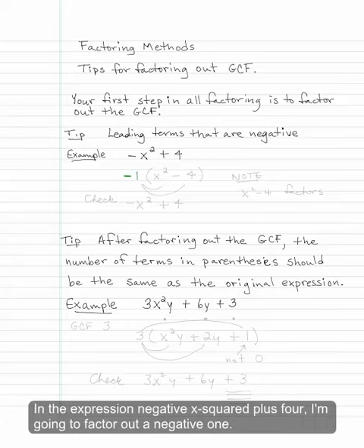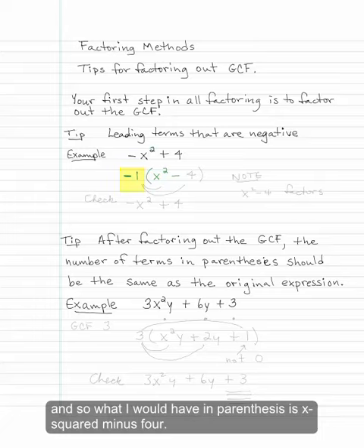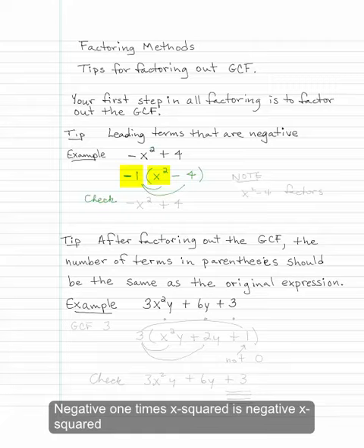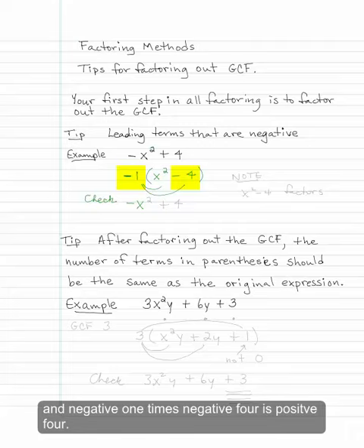And so in the expression negative x squared plus 4, I'm going to factor out a -1. And so what I would have in parentheses is x squared minus 4. Remember, you can always check by multiplying back to make sure that you factored correctly. -1 times x squared is -x squared, and -1 times -4 is +4.